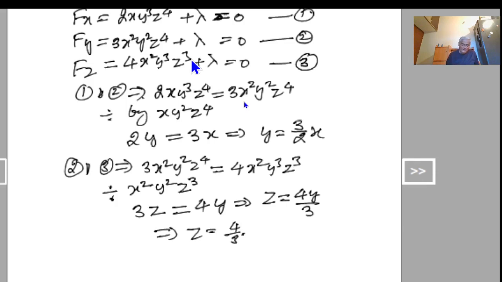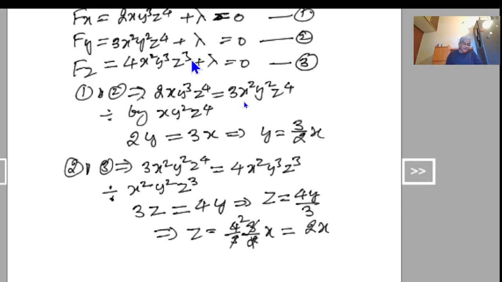Z equal to 4 by 3 into, what is y here? y is 3 by 2 into x. This is equal to 3 gets cancelled, 2 into 2 gets cancelled. This is z is equal to 2x. That is, we are getting y equal to 3 by 2 into x, z equal to 2 into x.